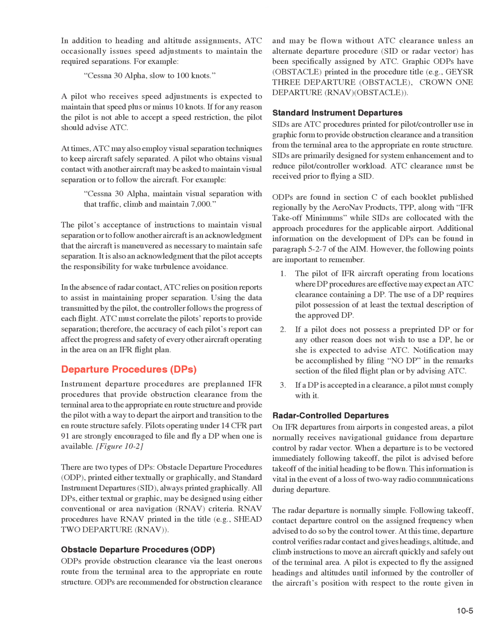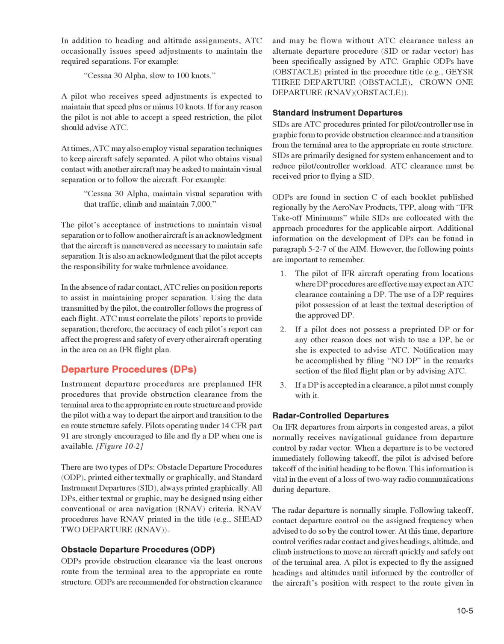At times, ATC may also employ visual separation techniques to keep aircraft safely separated. A pilot who obtains visual contact with another aircraft may be asked to maintain visual separation or to follow the aircraft. For example, "Cessna 30 Alpha, maintain visual separation with that traffic, climb and maintain 7000." The pilot's acceptance of instructions to maintain visual separation or to follow another aircraft is an acknowledgement that the aircraft is maneuvered as necessary to maintain safe separation. It is also an acknowledgement that the pilot accepts the responsibility for wake turbulence avoidance.